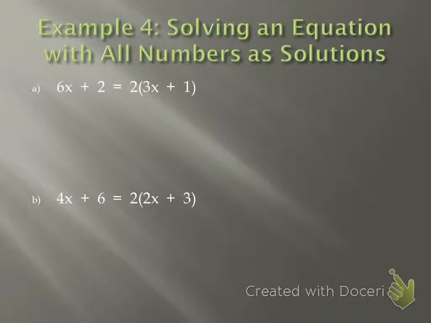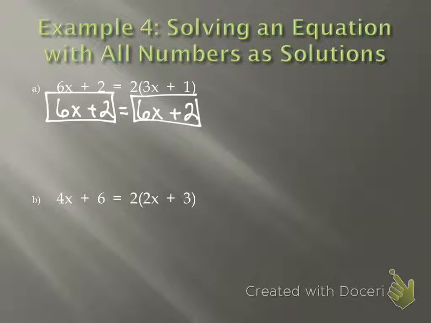Now in example 4, okay, example 4 is a little bit different. Again, these are the exceptions. So 99% of them are going to look like example 1. And then you have the other 1%. Sometimes this happens. 6x plus 2 equals, what's 2 times 3x? 6x plus 2. Well, that's the same exact expression on both sides of the equation. Do you see that? So it doesn't matter what number I plug in. There's going to be more than one solution.